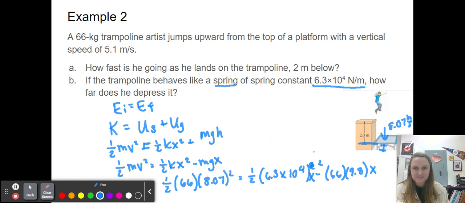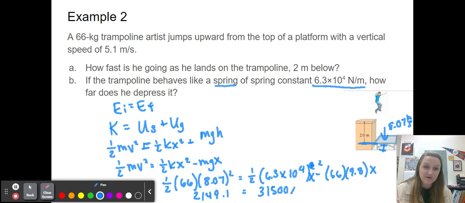So 0.5 times 66 times 0.08 squared gives me 2,149.1. Then 1/2 times 6.3 times 10 to the fourth gives me 31,500, and we still have that x squared there. Minus 66 times 9.8, which gives us 646.8x. Now you might be like, Ms. Schulte, this still doesn't look like a quadratic formula. I'm going to move this to the other side.